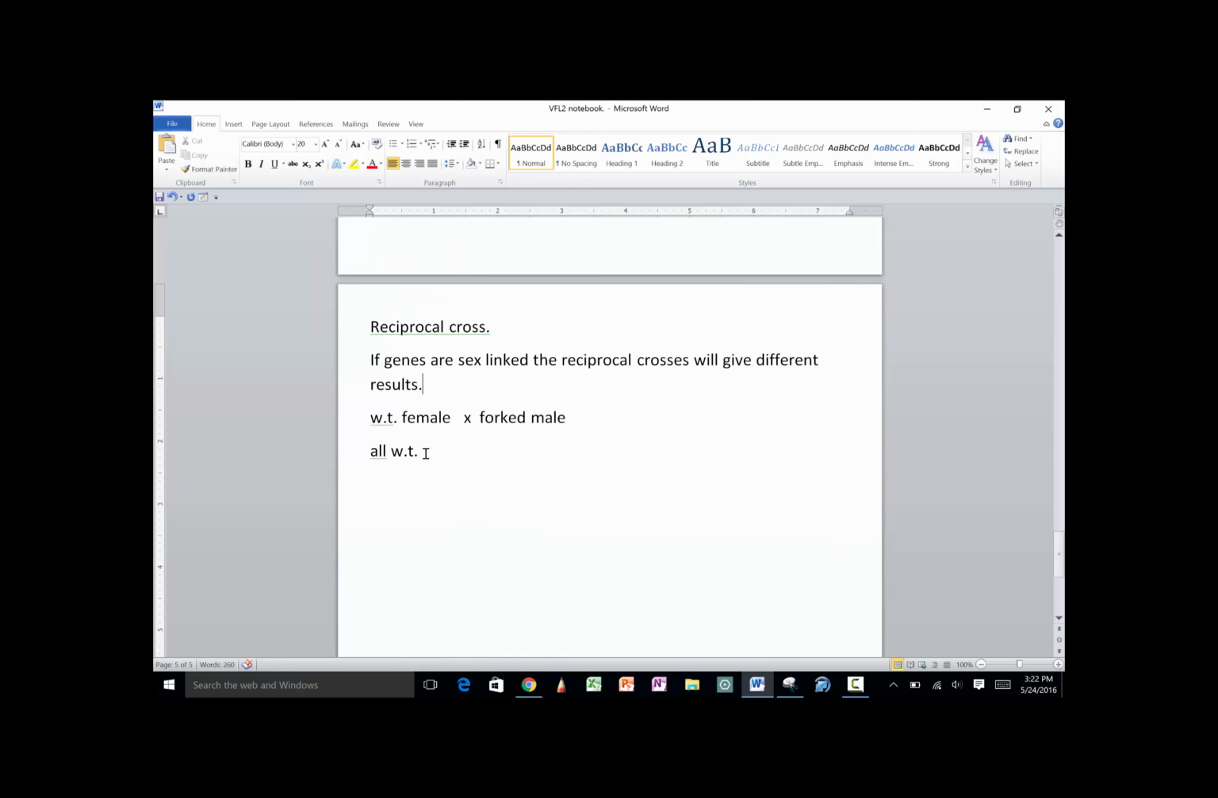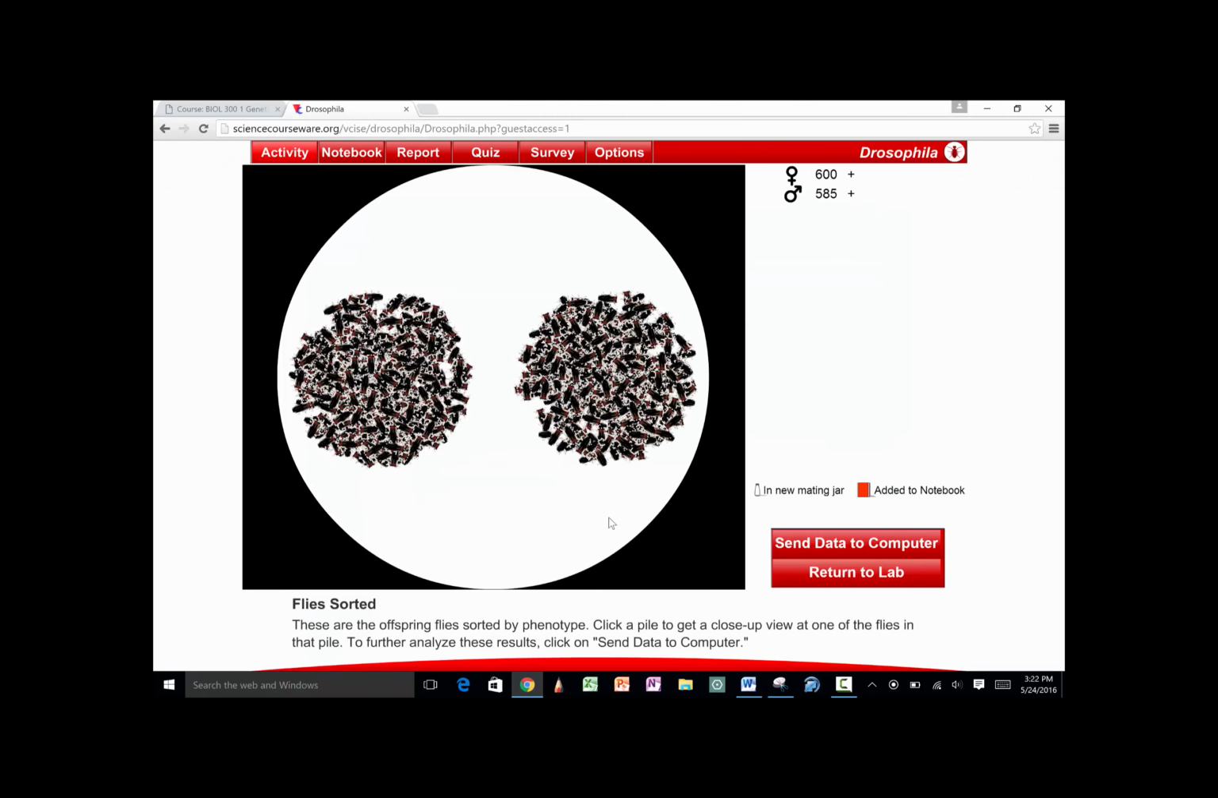We got that. So now, if we take these guys together, take the F1, wild type female cross to wild type male, what do we get? What do we expect? I'm going to let you put those genotypes in so we know, because I don't feel like typing them all in. So just put in here the X plus, XF, Y, wild types, and just follow the chromosomes through. But I want to show you that you get a different result.